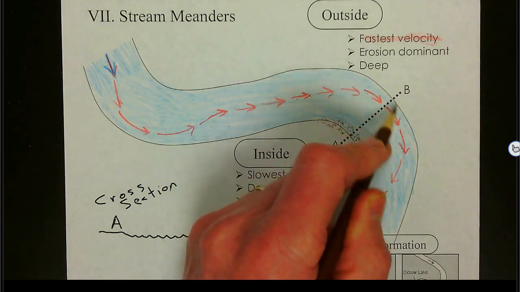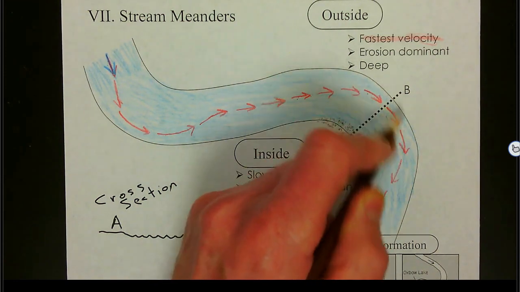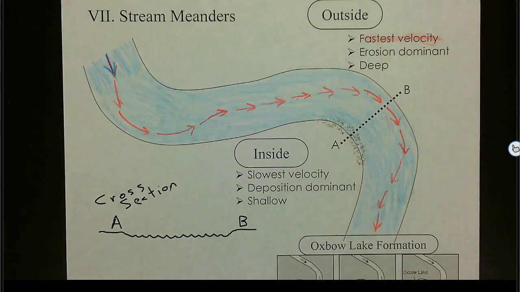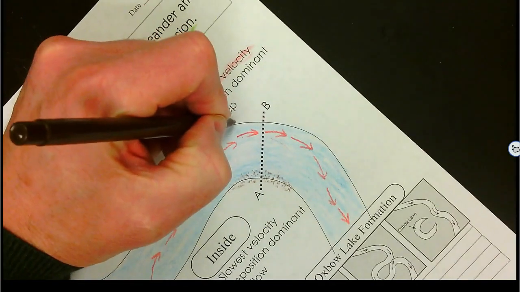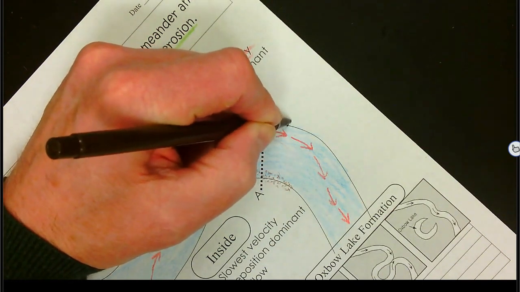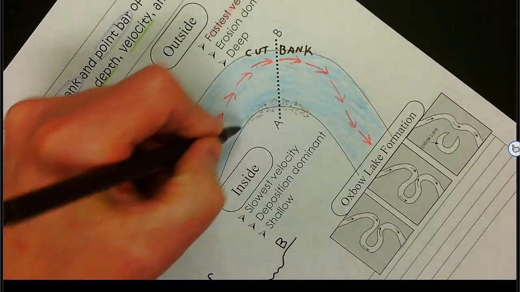Where we're going to get erosion over here. This is where it's going to get cut. Since the outside of the meander is where it gets cut, we call the outside of the meander the cut bank.